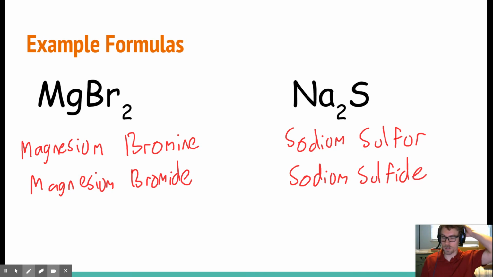You really just need to look on your periodic table, figure out the names of the elements that are involved, and then go about changing the ending of the non-metal to IDE. Okay. Now, you also in your practice today have a little bit more practice with formulas. Make sure that we're practicing that as well, because writing those formulas is definitely the trickier part.